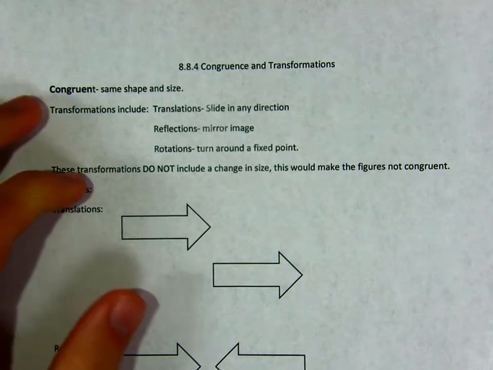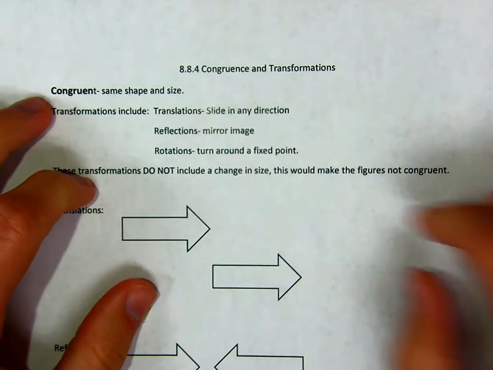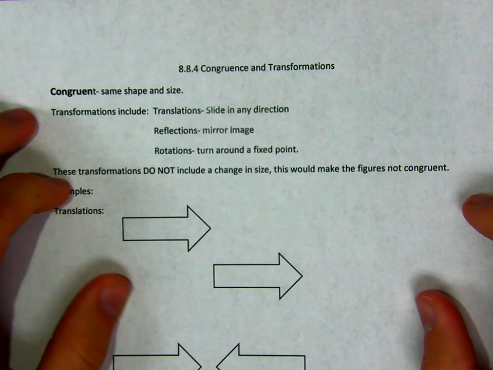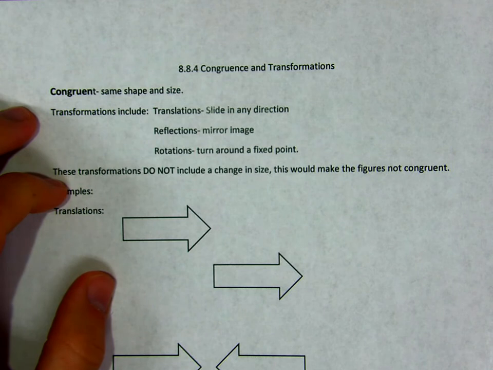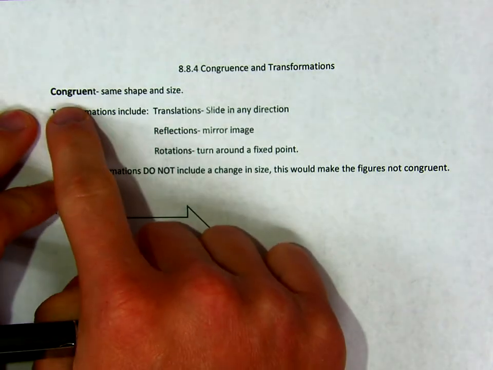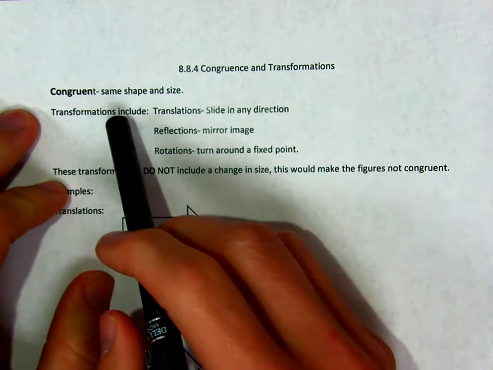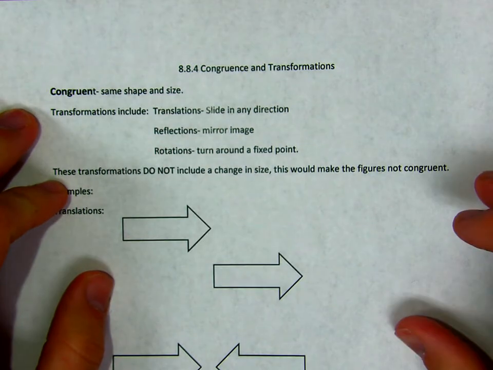Alright, today we're going to talk about congruence and transformations. So this is 8th grade, Chapter 8, Lesson 4. Okay, we'll start out with the definition of congruent. Same shape and size. That's important.